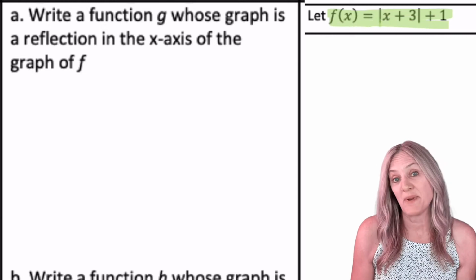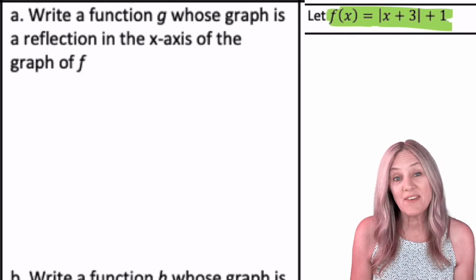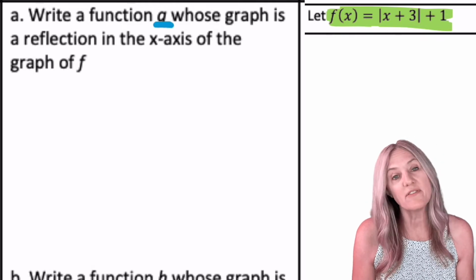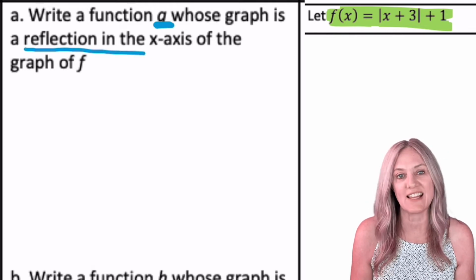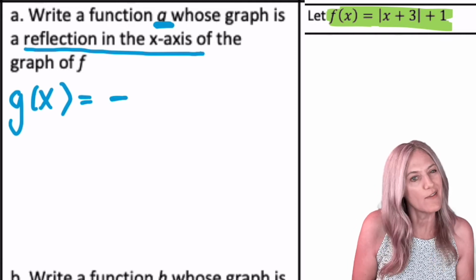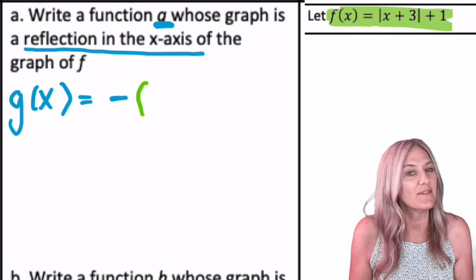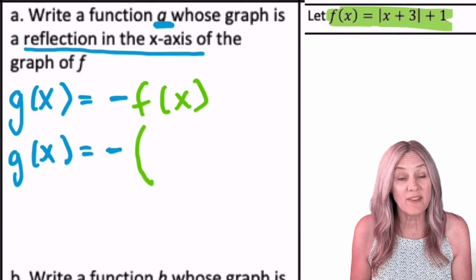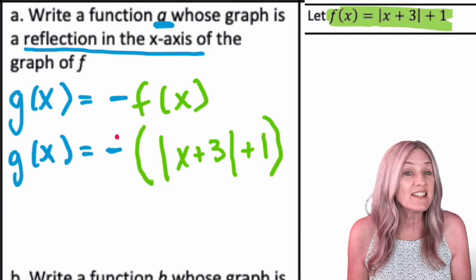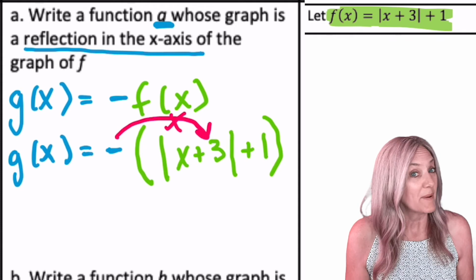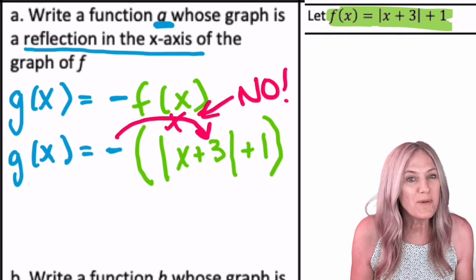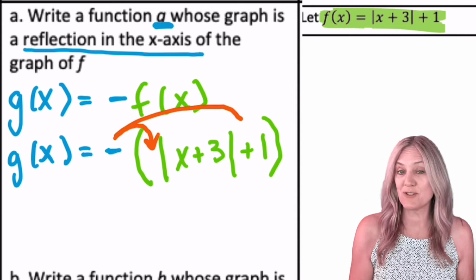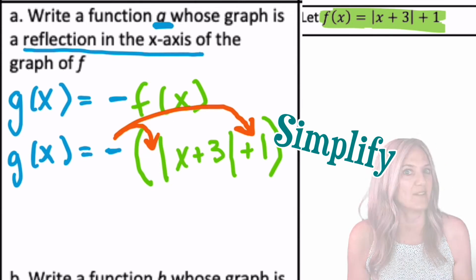Now let's transform an absolute value function. Given f of x, we want to write a function for g where f of x has been reflected in the x-axis. Well, that's going to be g of x equals negative f of x. So let's replace f of x with its expression and then distribute that negative 1. But be careful, we can't distribute into an absolute value expression. We can, however, distribute that negative 1 to the positive 1.